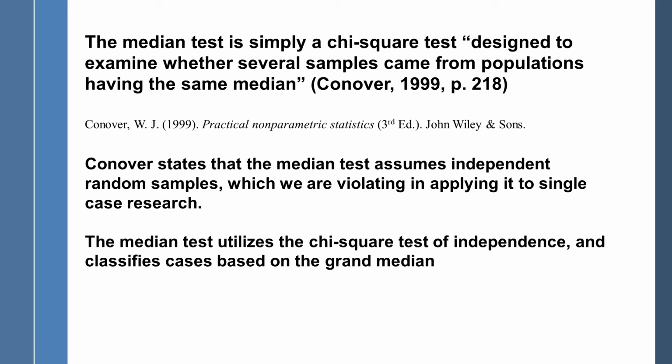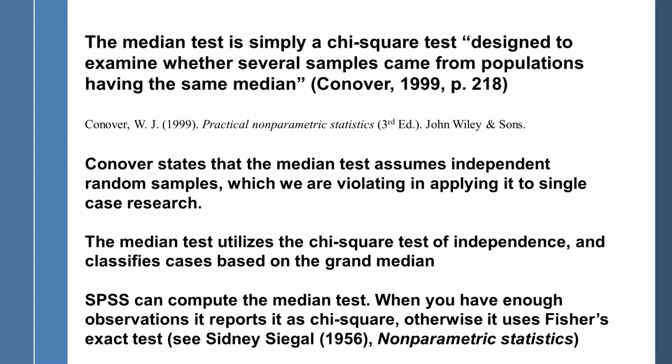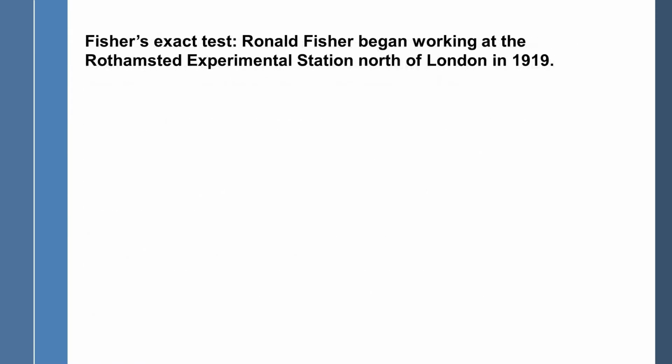So what the median test does in SPSS, if you enter the data directly, is it utilizes the grand median of all the data points in the database. Now, SPSS can do the median test. And when you have enough observations, it gives you the report as a chi-square. Otherwise, it uses Fisher's exact test. For details on Fisher's exact test, you can see Siegel's 1956 textbook on nonparametric statistics.